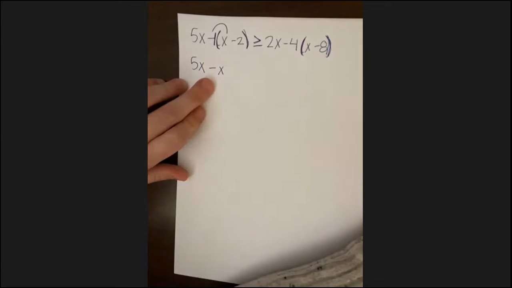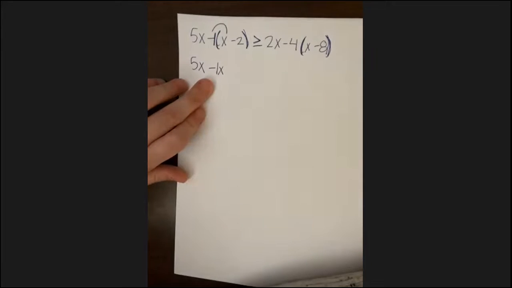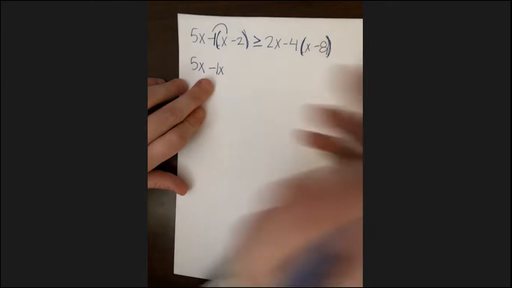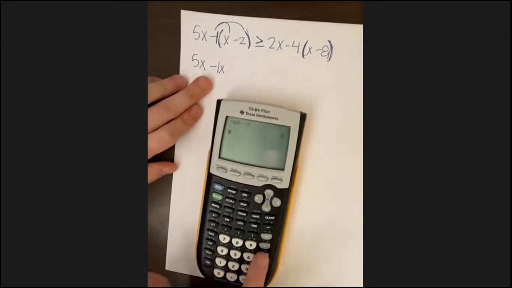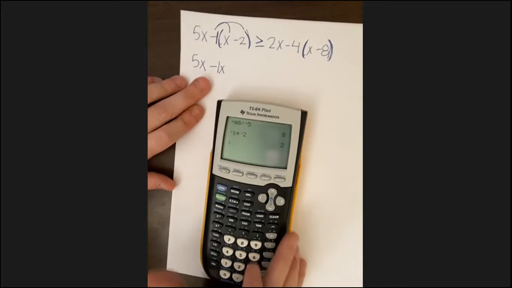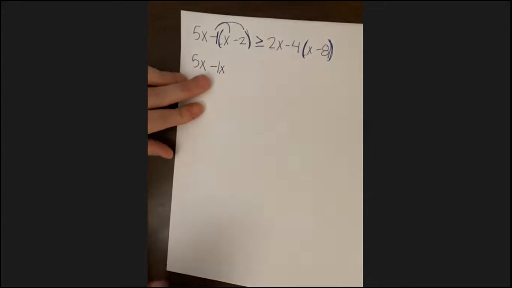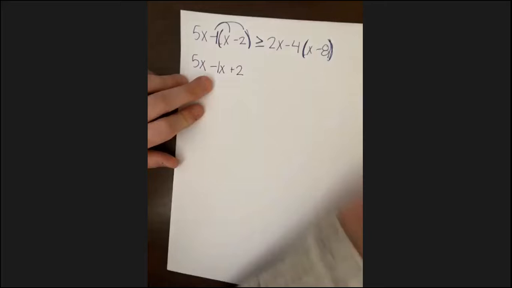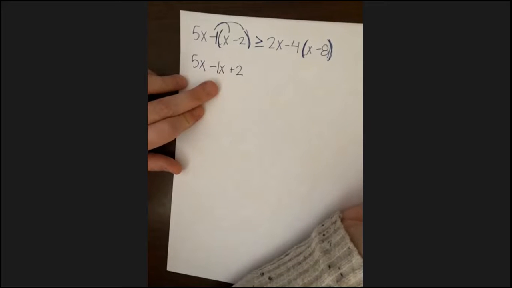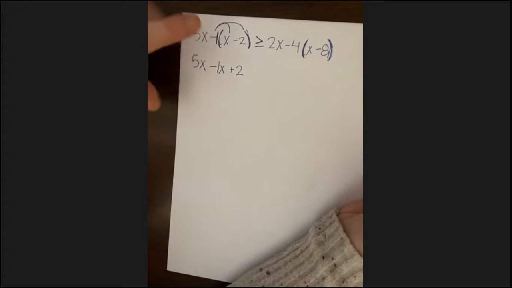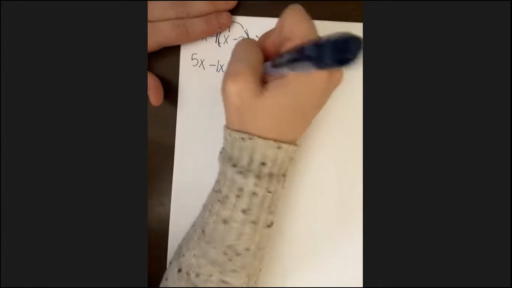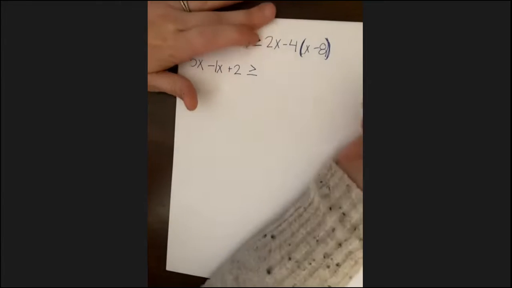You can either write it like that, or again, you can put the 1 in front of it. It doesn't matter. Now, what's negative 1 times negative 2? Positive 2, right? So we've taken care of this parentheses, right? So we're done with this side. So let's write that inequality sign and let's do the other side.